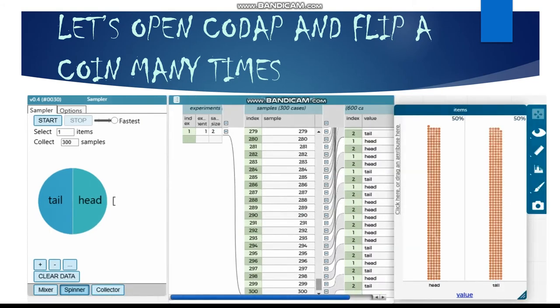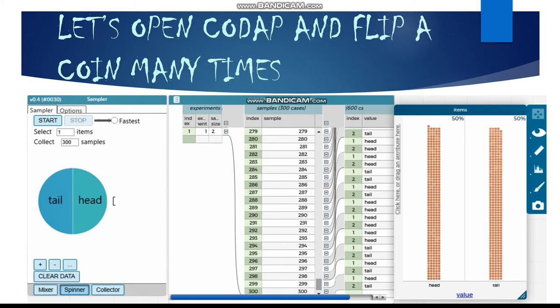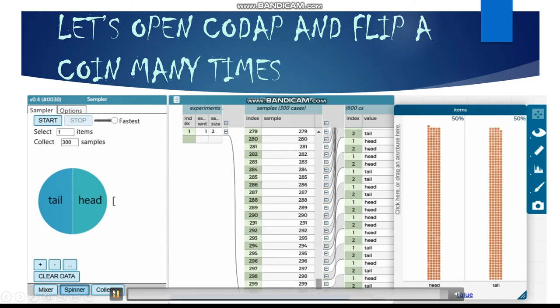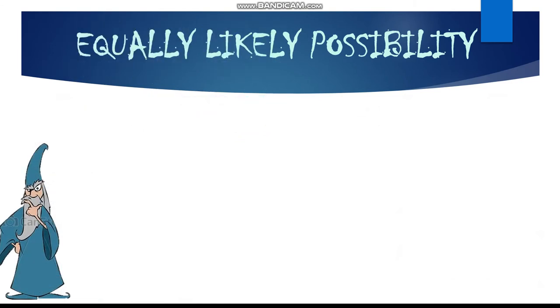And for this one, I collected 300 samples. And when I look at its percentages, I get this data. The head has 50% and the tail has 50%. Wow! And what do you see? Yes, getting head and getting tail at the end have equal chances.